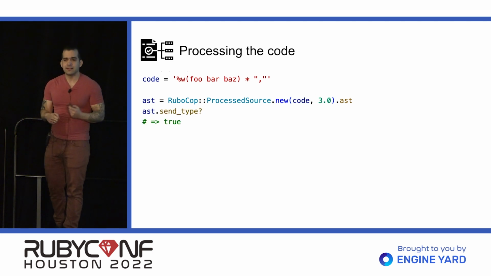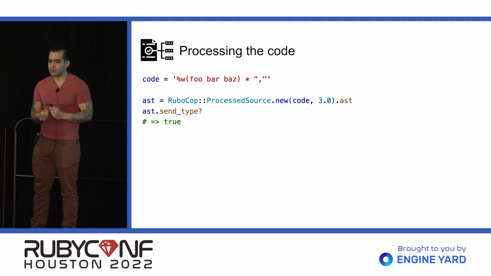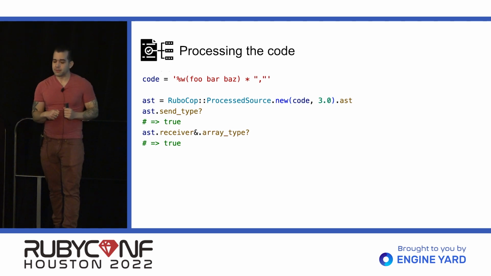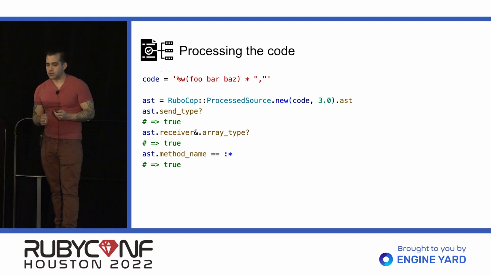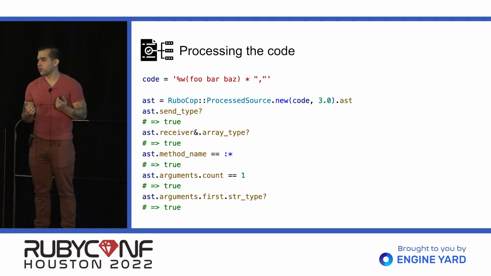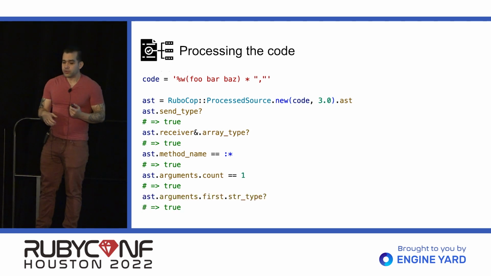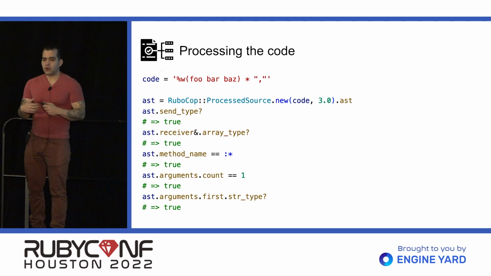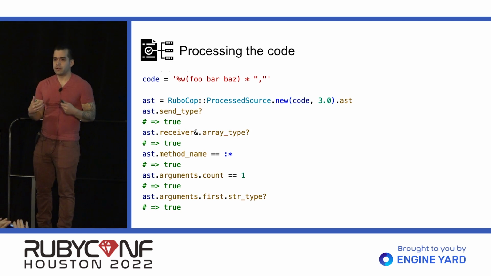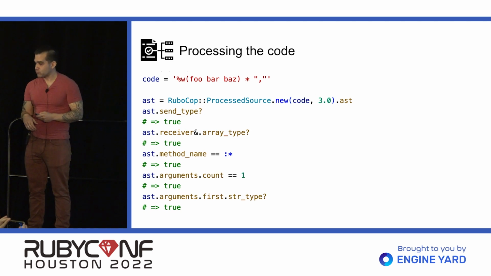We could ask, is this a send type? And we could say, yep, it is. We could look at the receiver of this method and ask, is it an array type? It is. We could check to see if the method name is star. And we could also look at the arguments. Is there one argument? Is that argument a string? So this gives us a way to start asking meaningful questions of code in a very repeatable manner.